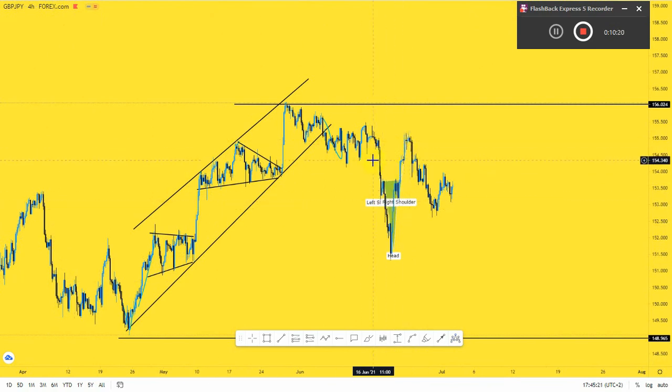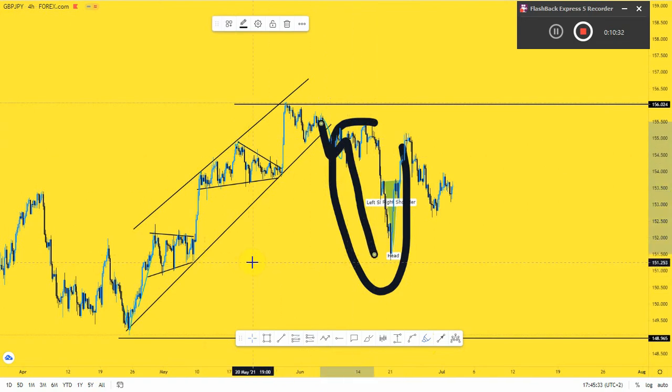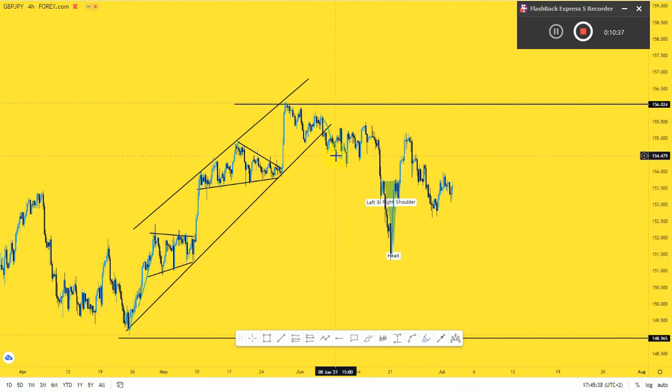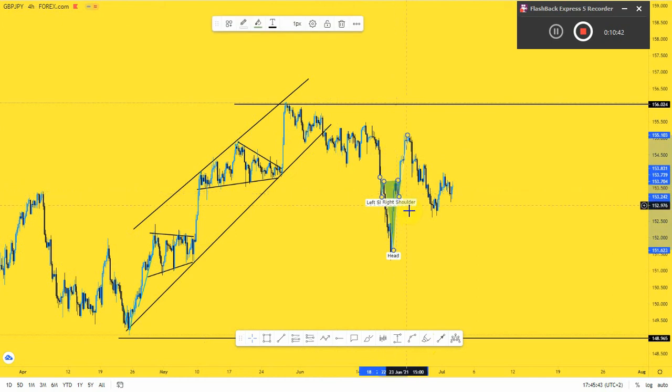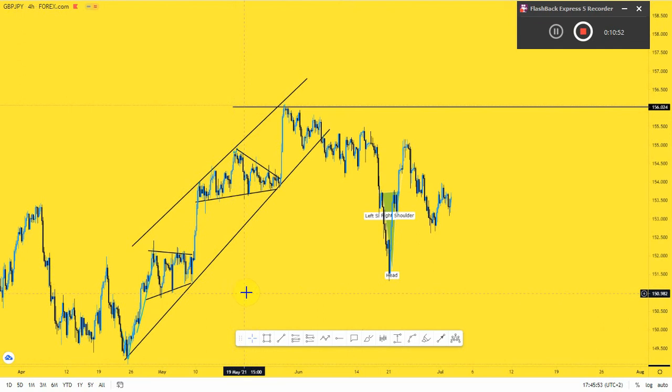So what does this head and shoulder pattern tell us? It tells us that we have completed this move, this breaking out of structure and a further push to the downside. We have completed it. Right? It tells us that we are done with this move. It tells us that now we are reversing. So after this pattern, we can now expect the market to go bullish again.